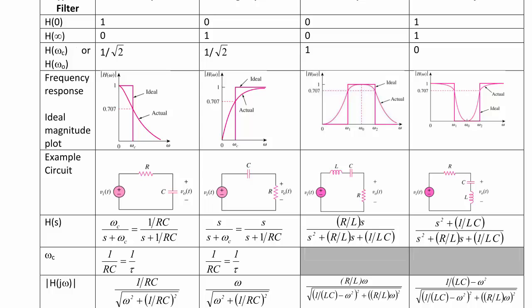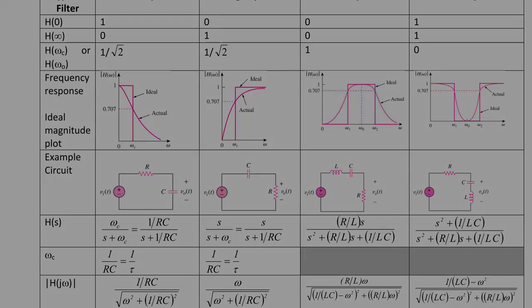For this sample bandpass filter, it's R over L s divided by s squared plus R over L s plus 1 over LC. As we have observed before, omega naught is 1 over the square root of LC, and the bandwidth is R over L. Similarly, for the band reject filter, the transfer function is s squared plus 1 over LC divided by s squared plus R over L s plus 1 over LC, and once again, omega naught is 1 over the square root of LC, and beta is the bandwidth.